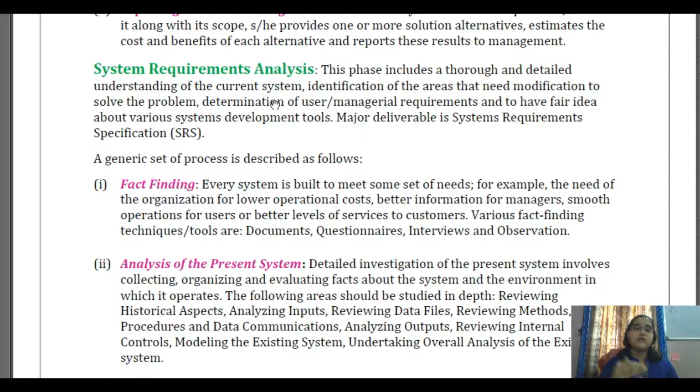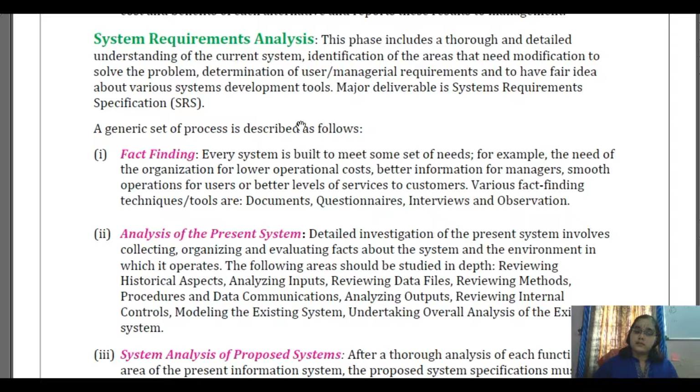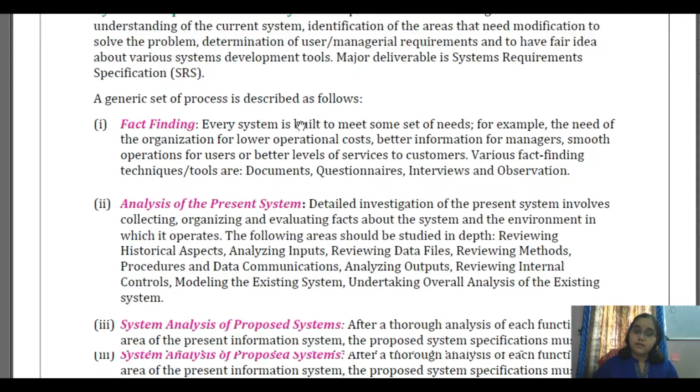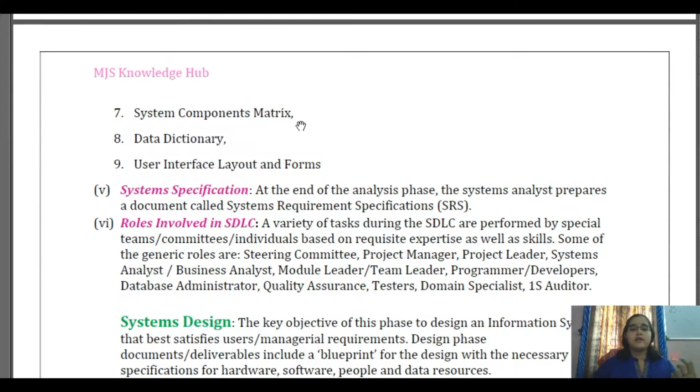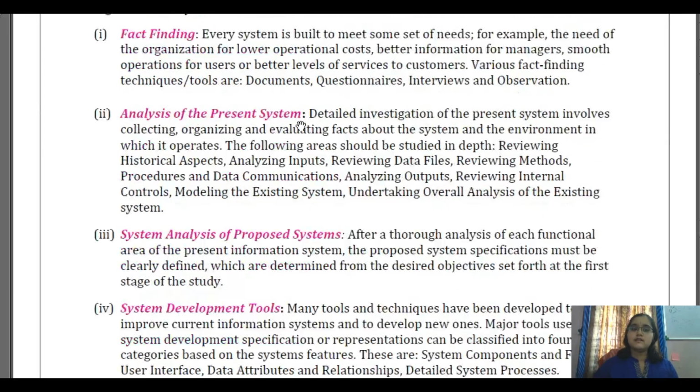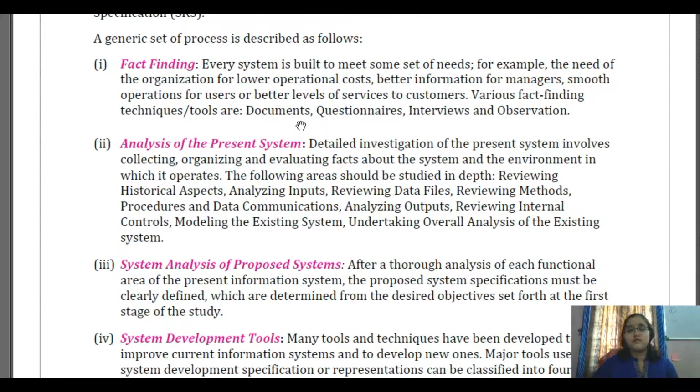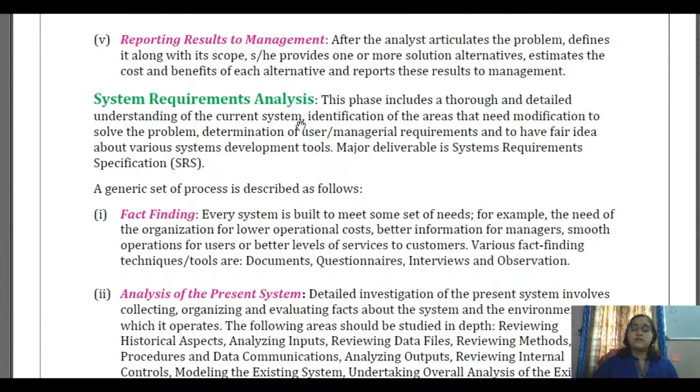To achieve these objectives, what is the set of processes that the system requirement analysis stage incurs? There are five different types of steps. They are fact finding, analysis of the present system, analysis of the proposed system, then system development tools, and then system specification and roles involved in SDLC. So these are the different processes included in the system requirement analysis. Let us see them one by one.